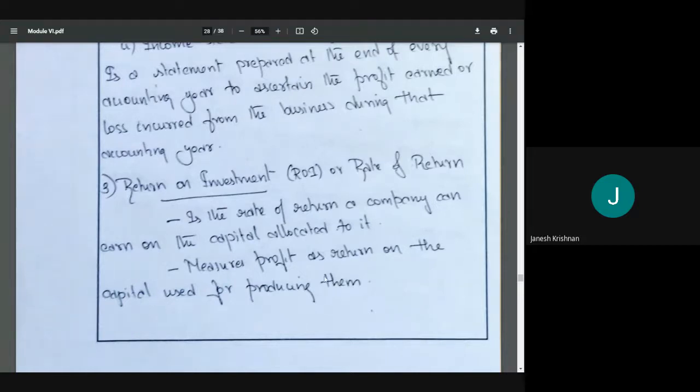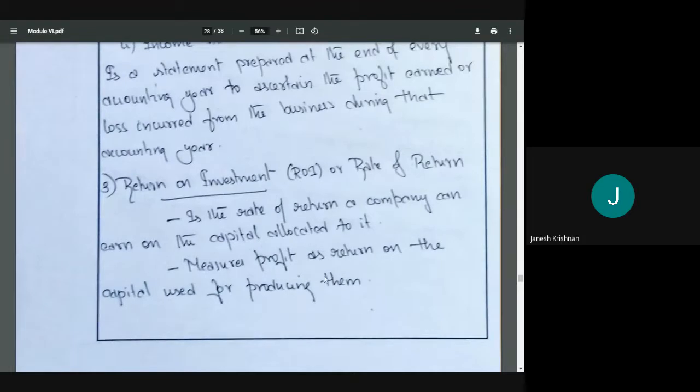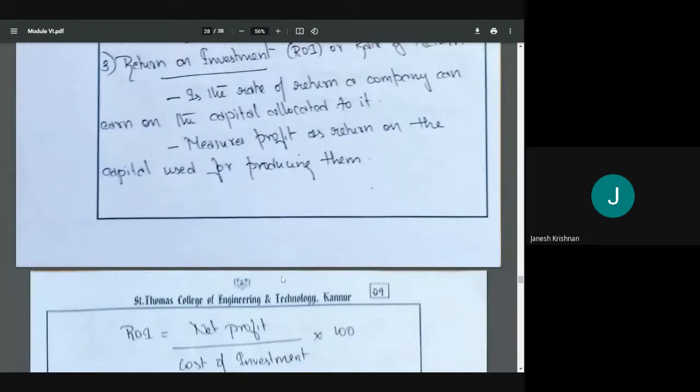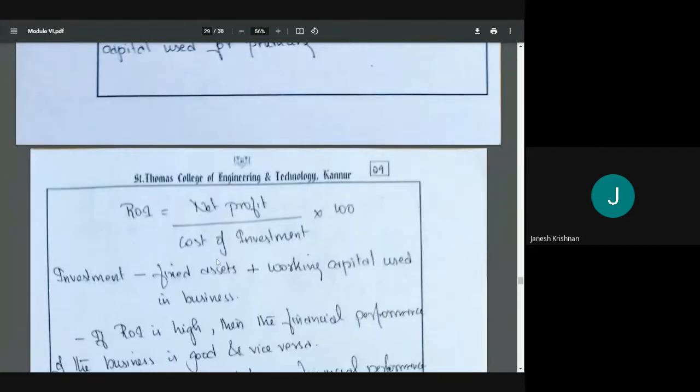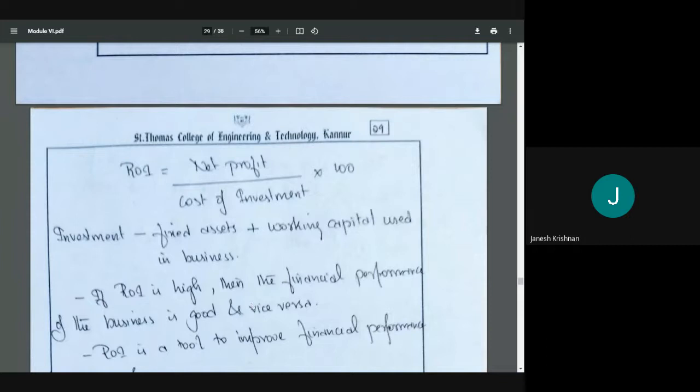So how much am I returning? How much profit am I getting? So ROI, the rate of income, is net profit divided by cost of investment, into 100. Investment means fixed assets plus working capital used in the business, right? So what should the ROI be? ROI should be high. We should have more profit, right?